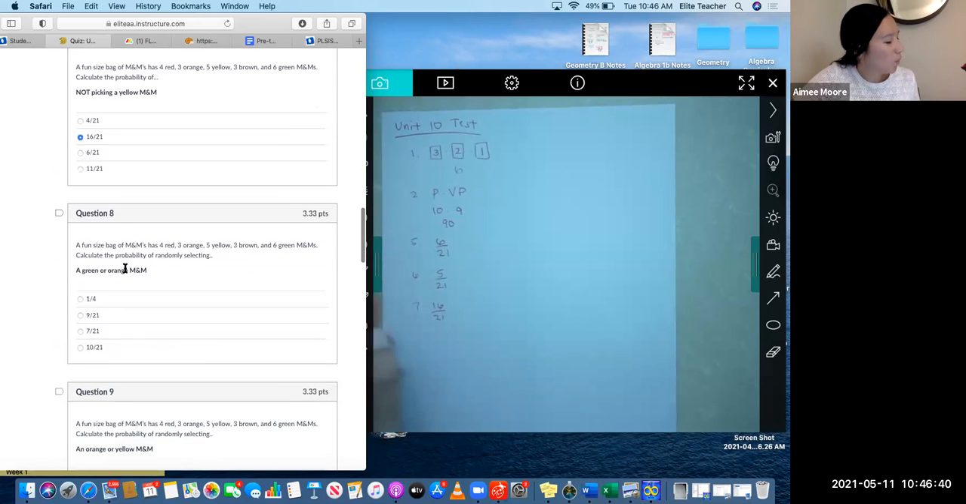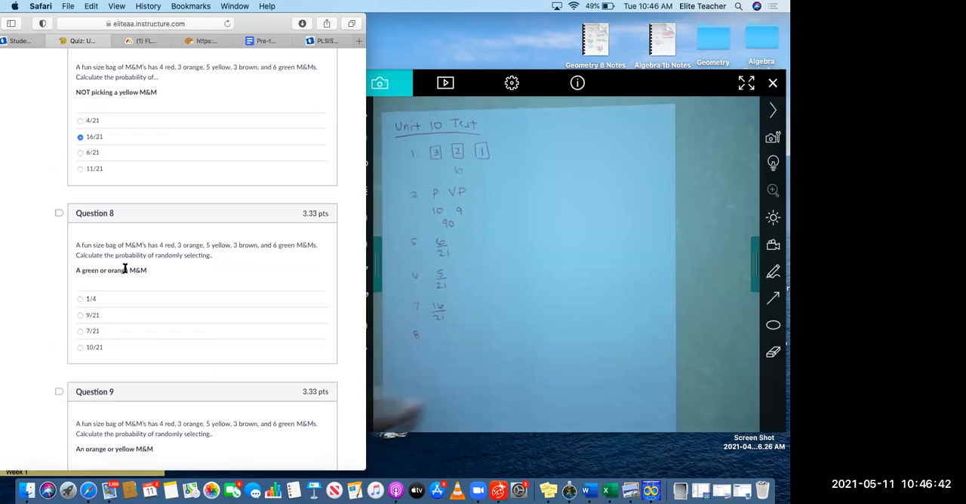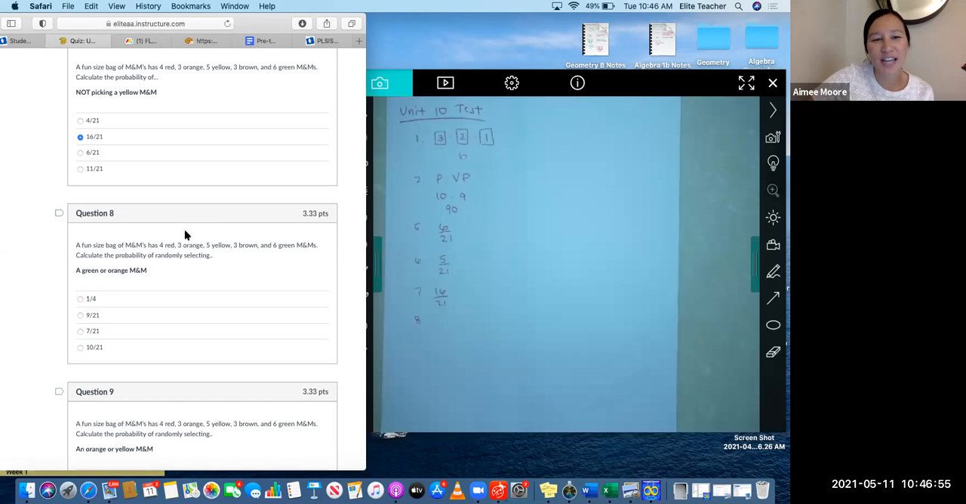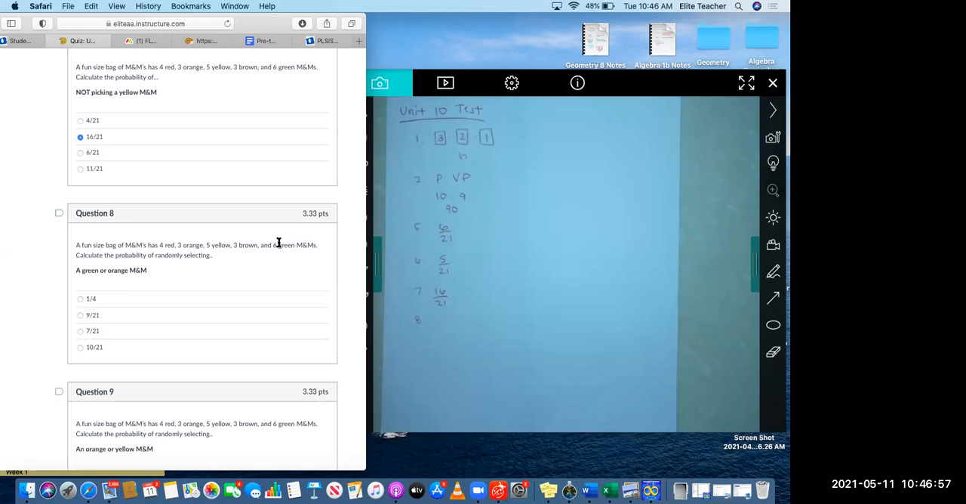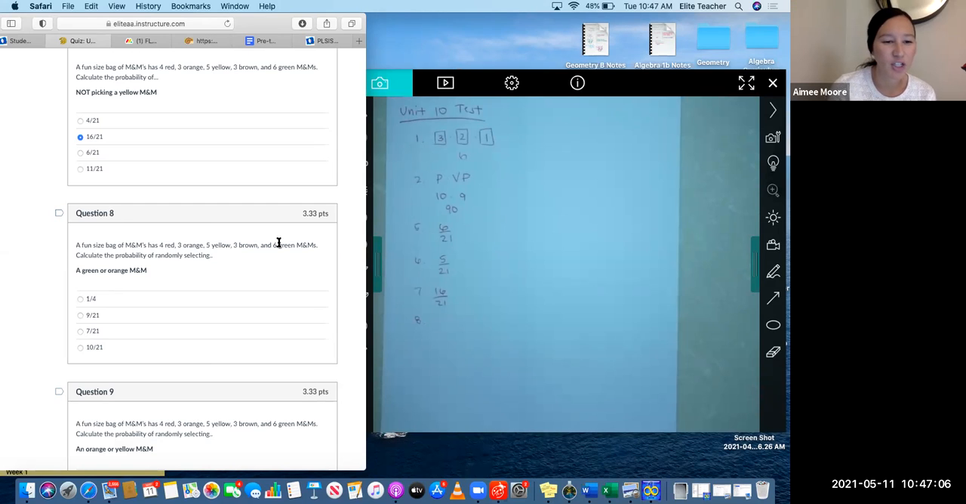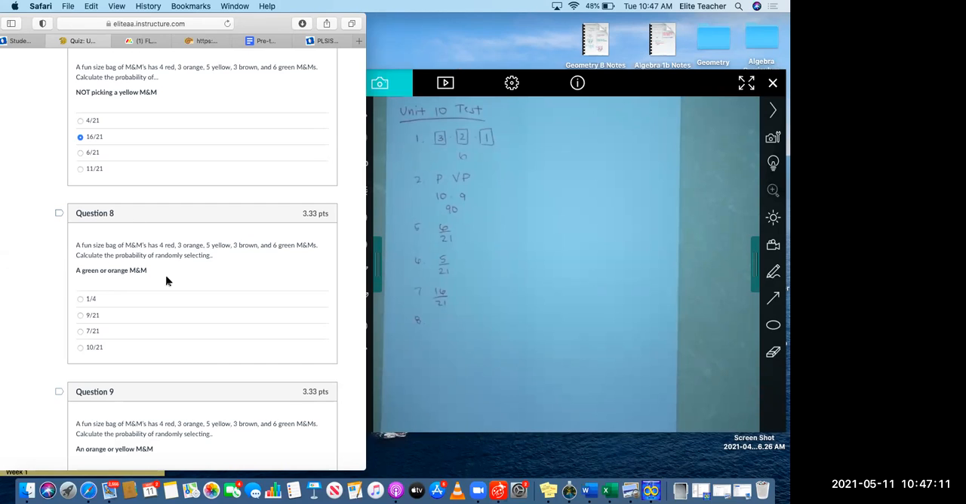Okay, a green or an orange. Wait, you're going so fast. Oh, sorry. Dude, it's the same thing. It's the same questions as what we just did 2 minutes ago. I just changed the numbers. We should have done cards. That's true. Or maybe I didn't even change the numbers. I might have just changed what I asked for, green or orange. I don't know.